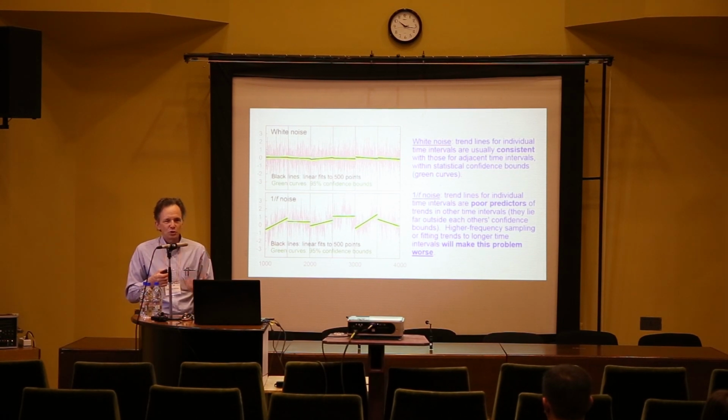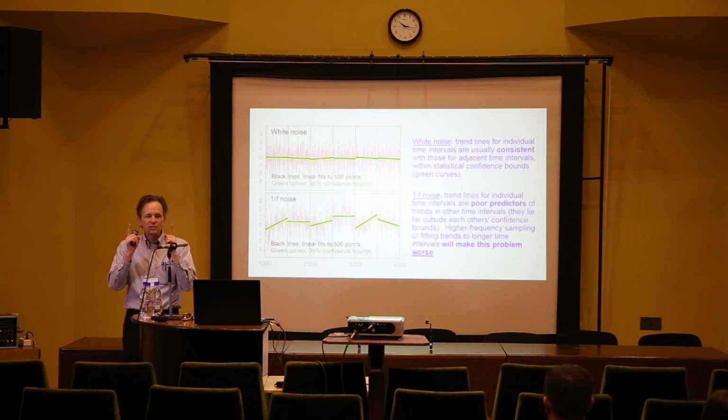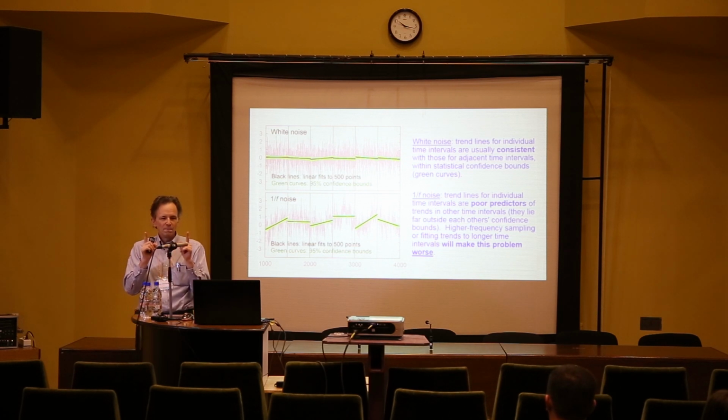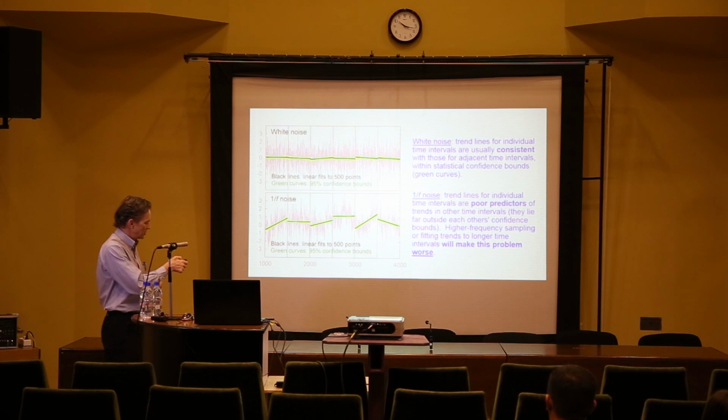So if we fit a trend to a piece of a white noise time series, it will usually be consistent with the trend that we fit to the next piece of the white noise time series. So I've taken a white noise time series and I've broken it up into blocks, and I've fit trends to each of the pieces, and you can see that the different trend lines basically agree with each other.